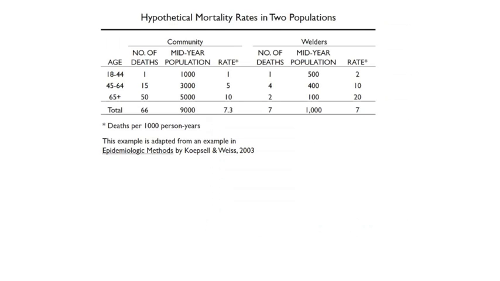Okay, so let's see how this works in practice and see how it relates to standardized mortality ratios. Now we know that welders are at risk of breathing in a lot of nasty stuff on the job. And we know that breathing in certain chemical compounds increases the likelihood that somebody's going to get lung cancer. So as a bunch of budding occupational epidemiologists, we might want to compare the lung cancer mortality rates among a group of welders with rates in the community.